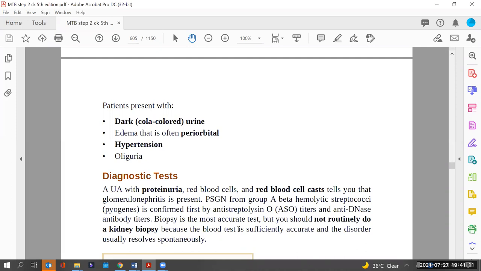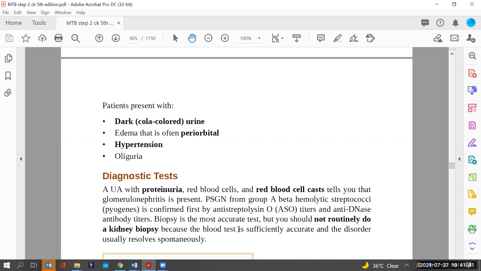So what we will see here is the previous recall. Recently, I didn't find anyone, but you should know that urinalysis is always the first step whenever it comes to diagnosing anything in the kidney. Whenever the patient is presenting with any kind of kidney symptoms, always go for urinalysis. That's a unique term for best investigation. So here we will check proteinuria, especially RBCs, and red blood cell counts tell you that glomerulonephritis is present.